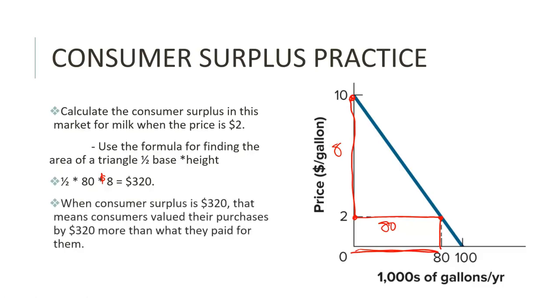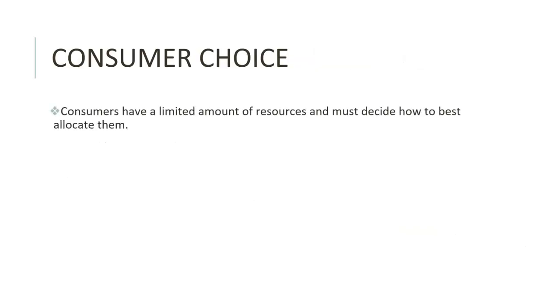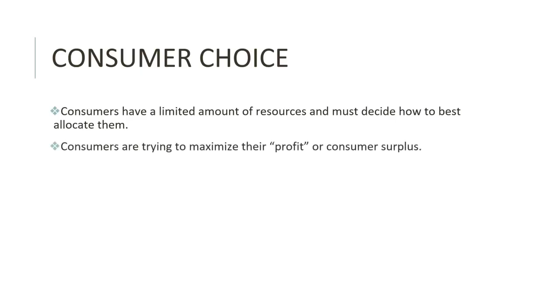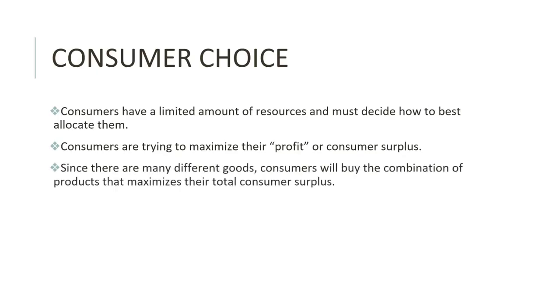So consumer surplus of $320 means consumers valued their purchases by $320 more than what they paid in total. Consumers have a limited amount of resources. They need to best decide how to allocate them. So we're assuming consumers are maximizing their profit, or maximizing their consumer surplus. They're going to buy the combination of goods and services that gives them the most extra profit. Buying a combination of products is going to be better than just spending all of your money on one thing.